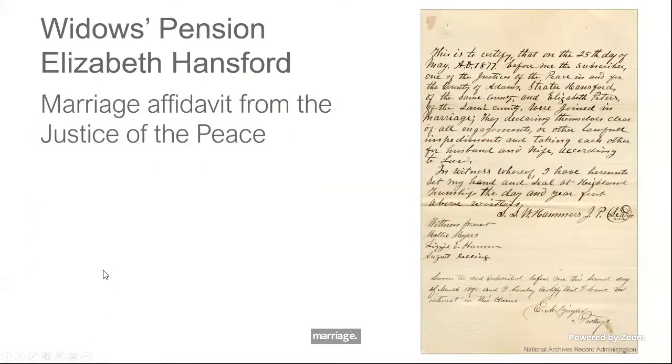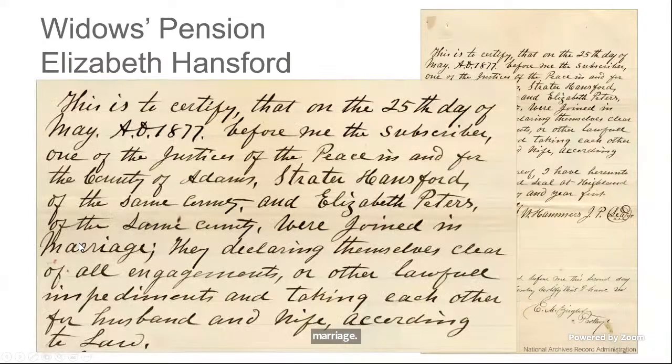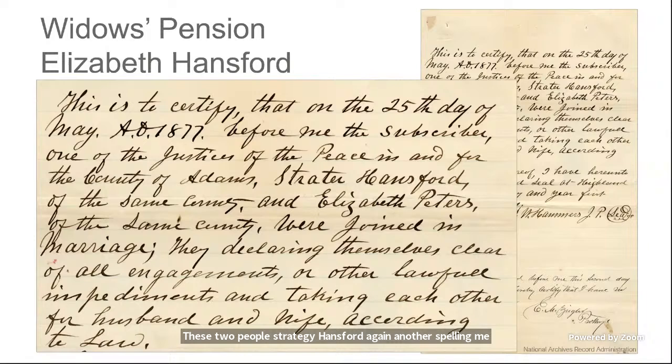And then here is the Justice of the Peace. They got him to certify that on the 25th day of May in 1877, these two people, Strouder Hansford, again another spelling, and Elizabeth Peters, we get her maiden name, of this same county, they're both residents of that county, at this time were joined in marriage. And so this is a testimony of the Justice of the Peace.